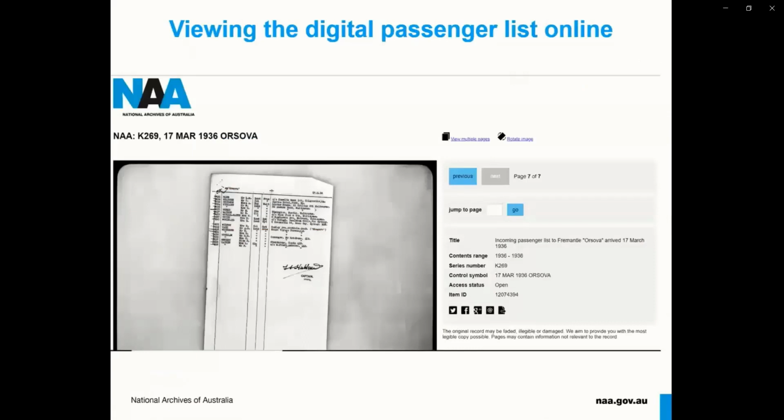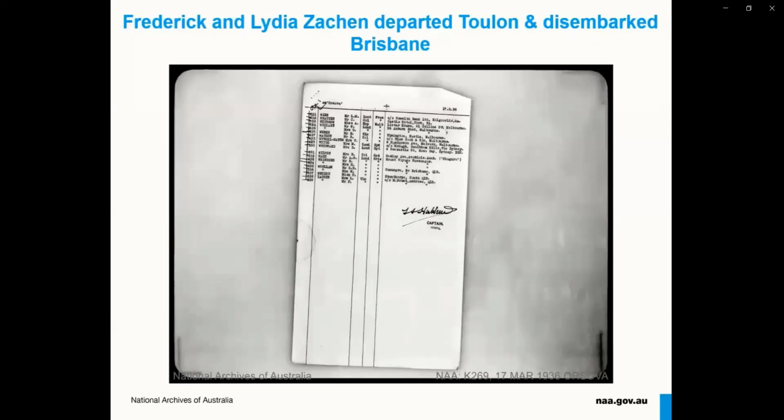This is the screen you're taken to when you click on the digital copy link. And here are Frederick and Lydia's names on the bottom of the last page of this Orsova passenger list.